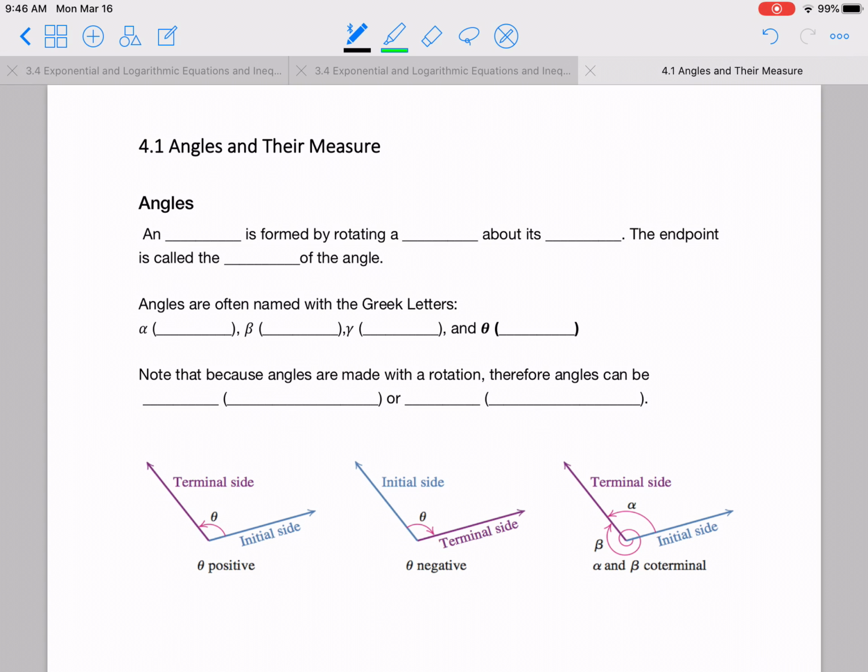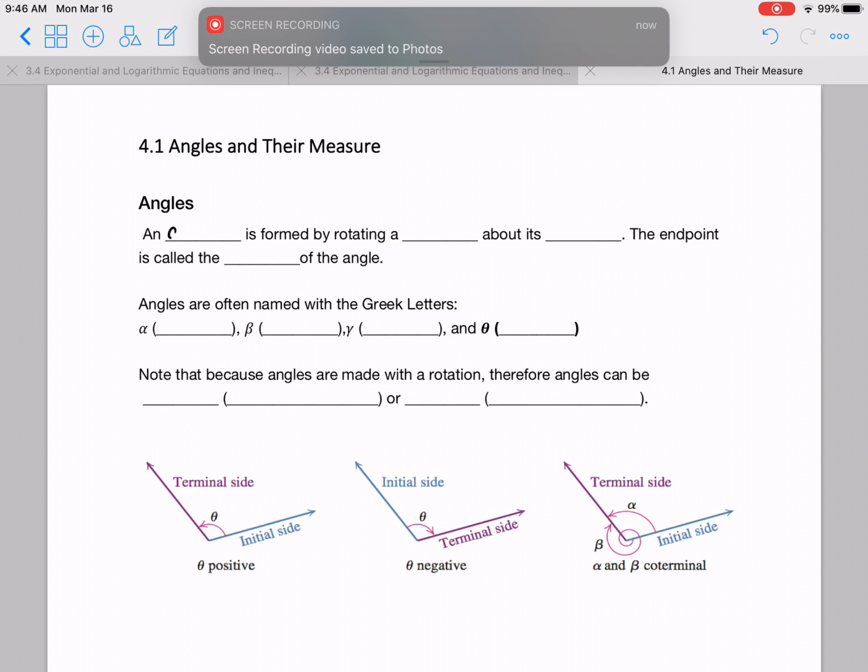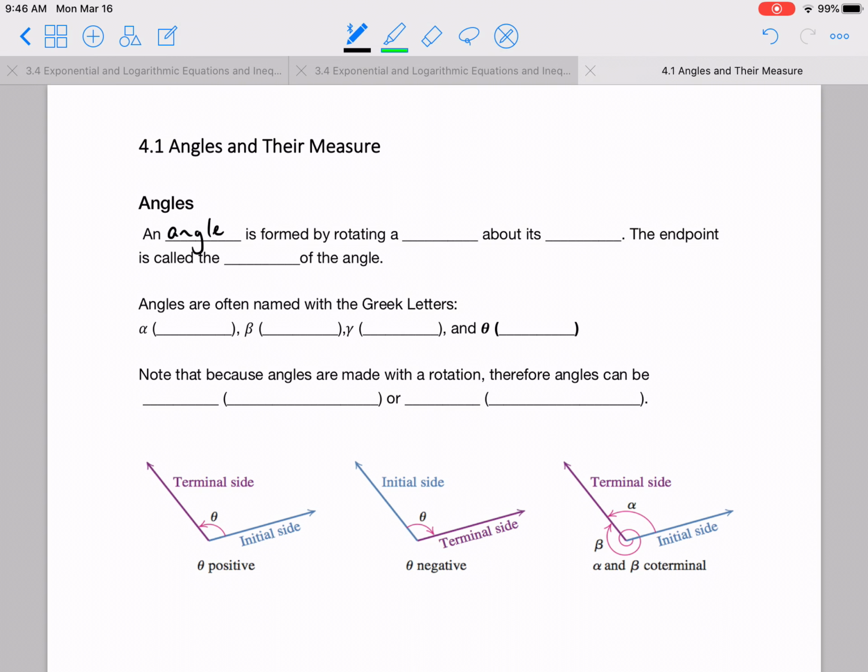Basically this one we're starting is chapter 4, and we're going to start off by talking about angles and how we measure those angles. And basically an angle is formed by rotating a ray, which is essentially an arrow, about its endpoint. That's going to be the end opposite of where the arrowhead would be. And the endpoint is called the vertex of the angle.